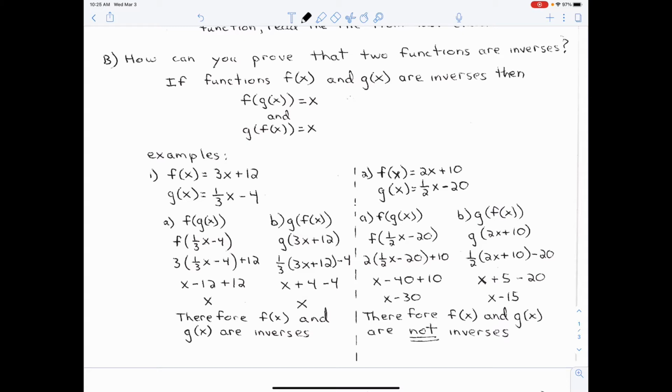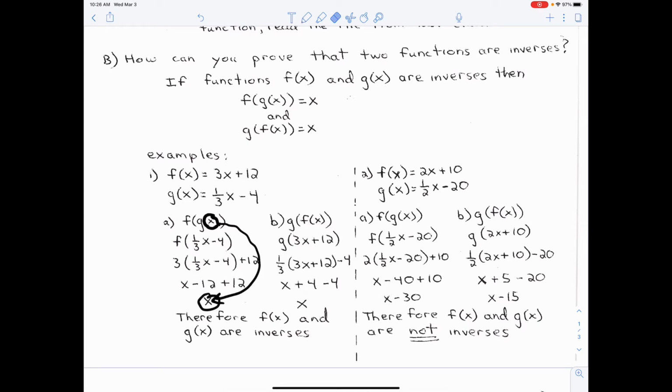Let's take a look at problem number 1. So let's find the f of g of x. The g of x is 1/3 x minus 4. Now, notice what we're starting with here is x. So if these things are inverses, we should end up with x when we're all done. So g of x is 1/3 x minus 4. Now let's find the f of that. So we take 1/3 x minus 4, plug it into the f function, calculate it, and what do we get? The same thing we started off with.